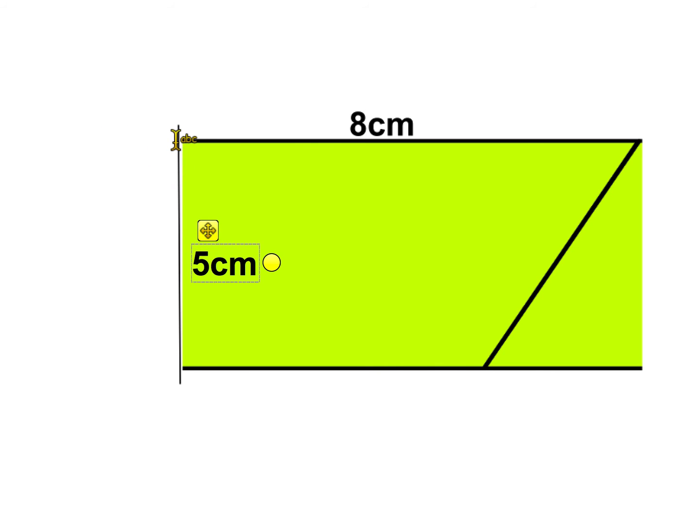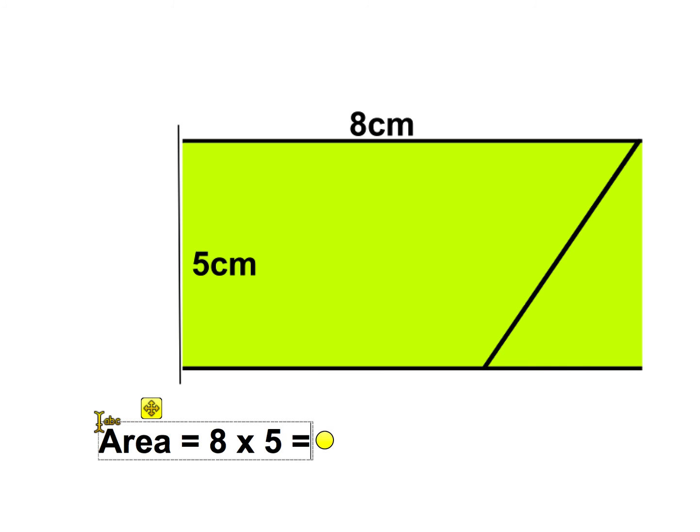So if we've got a parallelogram with one side 8 centimetres and we know what the height of the parallelogram is, we can work out the area. So here we can write area equals 8 multiplied by 5, which equals 40 centimetres squared. There we go, 40 centimetres squared.